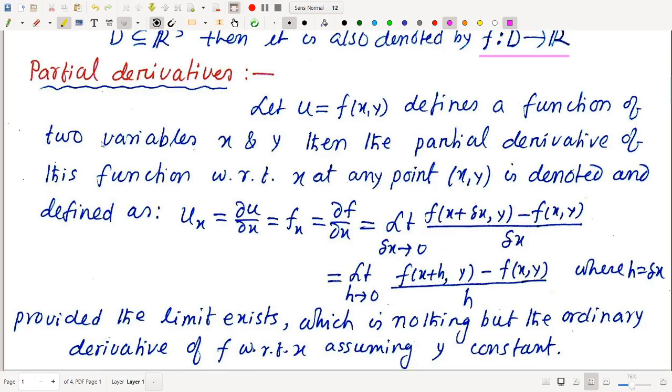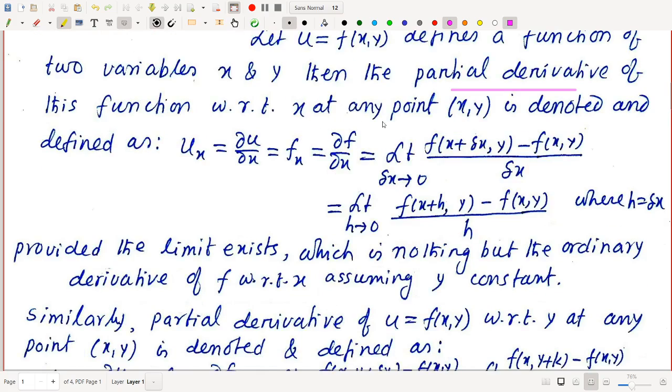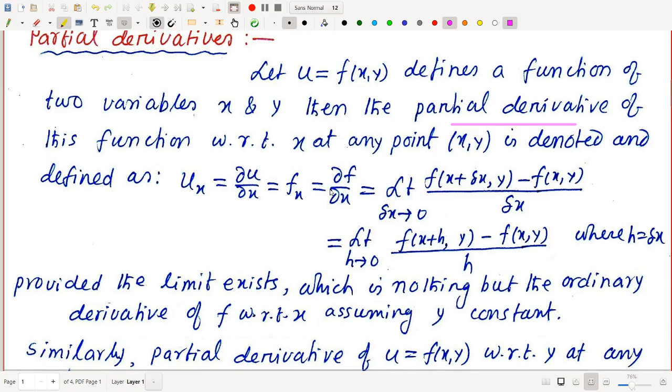Now we come to the concept of partial derivatives. Let u equal to f of x, y define a function of two variables x and y. Then the partial derivative of this function with respect to x at any point (x, y) is denoted and defined as u suffix x or del u by del x. It is not du by dx. It can also be written as f suffix x, or del f by del x. All are notations, four notations.